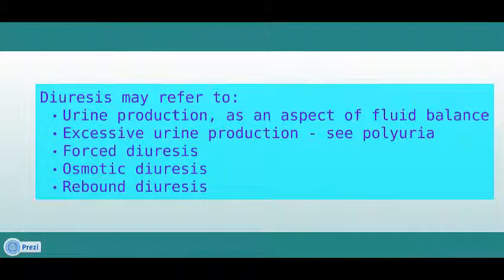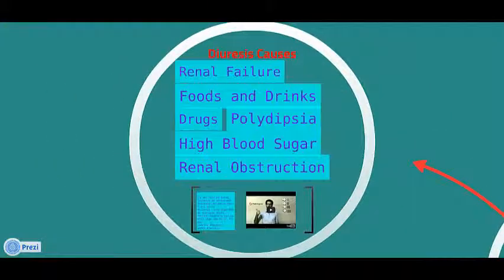Diuresis. Diuresis is an increase in the production of urine by the kidneys, which typically results in a corresponding increase in urine expelled by the body. Diuresis causes: renal failure, foods and drinks, drugs, polydipsia, high blood sugar, and renal obstruction.